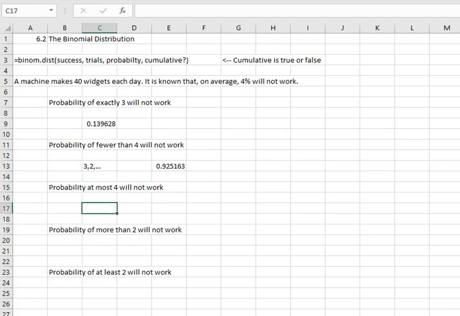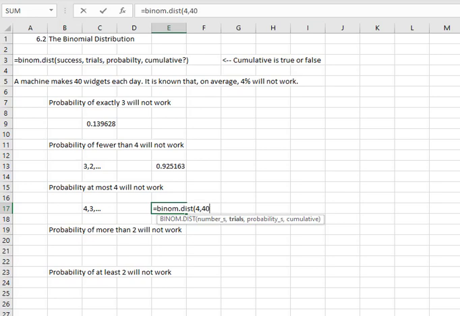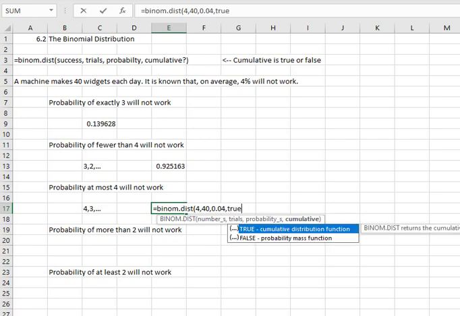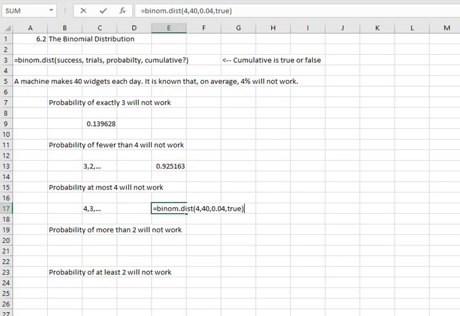When we ask for the probability of at most 4, we need to be careful with what that means. At most 4 means we're starting with the number 4 and counting down, 4, 3, 2, 1, 0. So exactly the same as the prior one, we're going to say equals binom.dist, but this time we're going to start counting down from 4 with 40 trials, probability of 0.04, and again we'll say true because we're adding up several probabilities together, counting down. When we do this, we get over a 97% probability that at most 4 will not work.